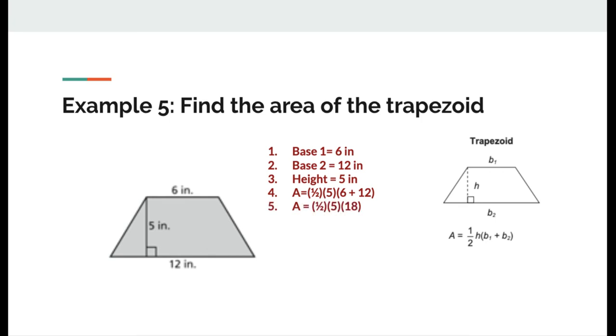So I added the 6 plus 12 first because you have to do what's in parentheses first. Remember, you're always following order of operations before we do our multiplication. So when we multiply that all together, we should get 48 square inches for the answer.